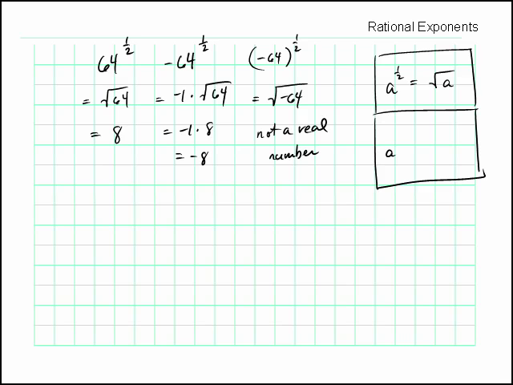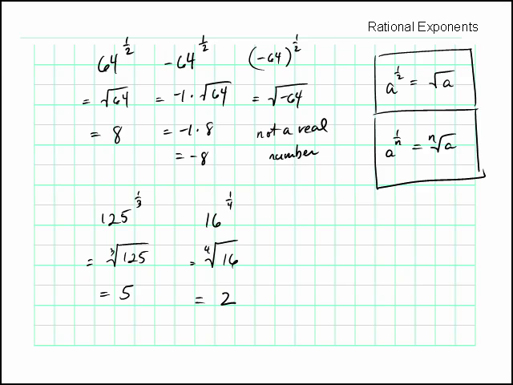We also learned that in general, a to the 1 over n is the nth root of a. For example, 125 to the 1/3 power. That means the cube root of 125, which is just a 5. 16 to the 1/4 power. That means the 4th root of 16, which is a 2.